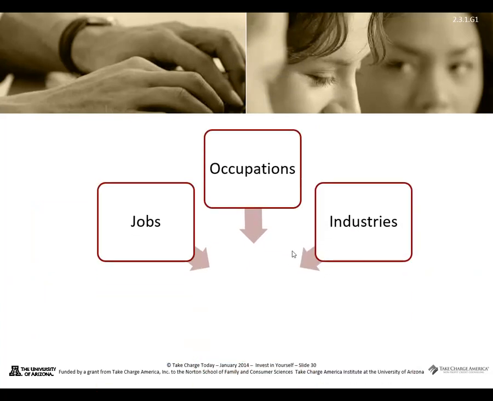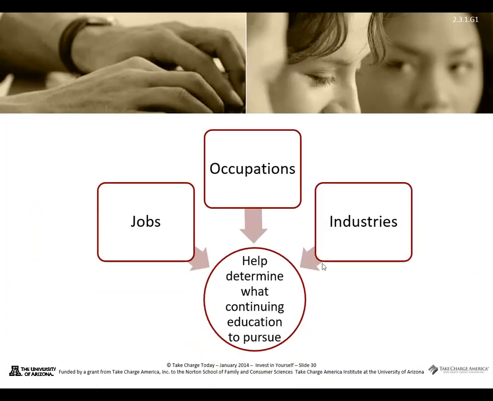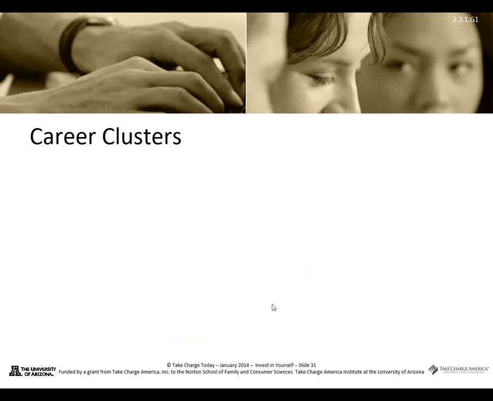Okay, well, there we go. Jobs, occupations, and industries all help determine what continuing education to pursue. These are going to influence your choices outside of college or outside of high school. What kind of job do you want? What sort of occupation, what sort of responsibilities do you want to keep doing? And who do you want to work with? What communities do you want to participate in? These will all help you determine what education you want to pursue.